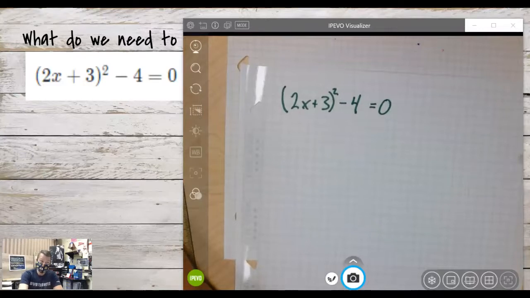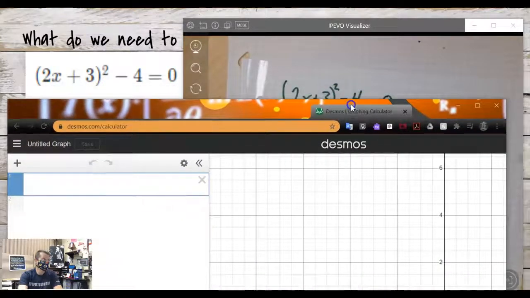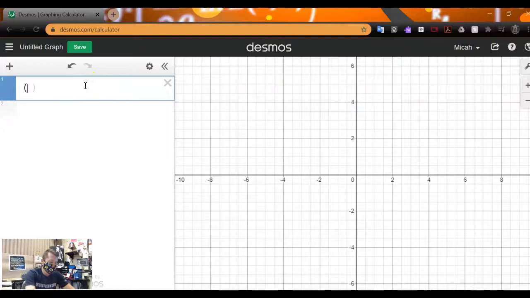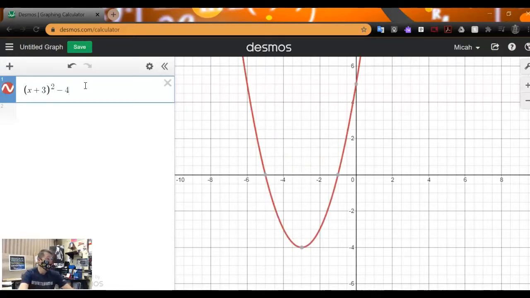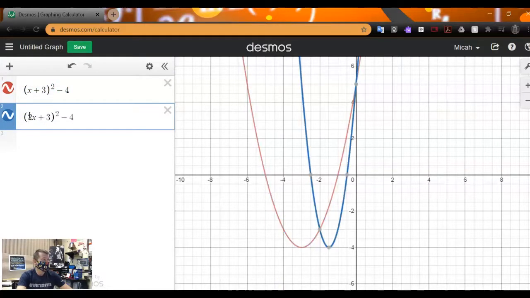You guys don't have to pull out Desmos, but what we just said is that if it was just x plus 3 quantity squared, then minus 4, we know that that would be opposite of h plus k. Boom. The question is, does putting a 2 in here, oh, yeah, definitely moved it. Why? Ellie?